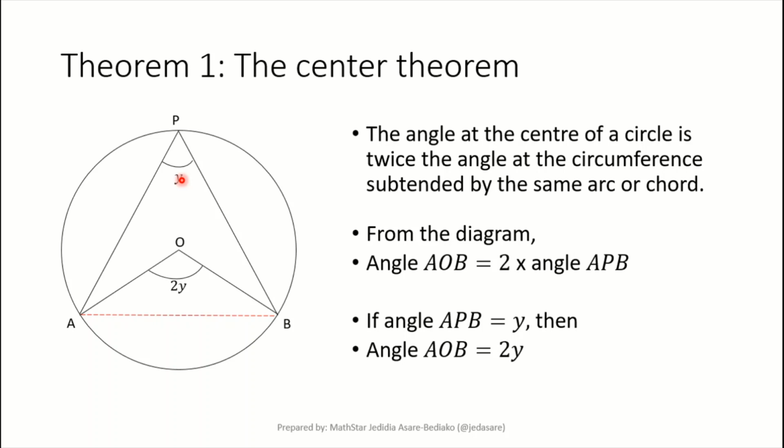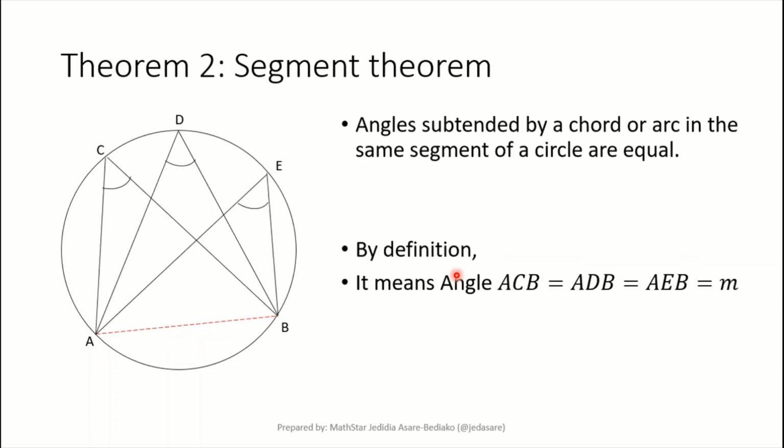We will solve examples so that things will be much clearer and understandable. So let's move on to the second one and then we start solving examples. The second theorem that we are looking at today is what I call the segment theorem. What does this theorem say? This theorem states that angles subtended by a chord or an arc in the same segment of a circle are equal. Angles formed or subtended by a chord or arc in the same segment of a circle are equal.